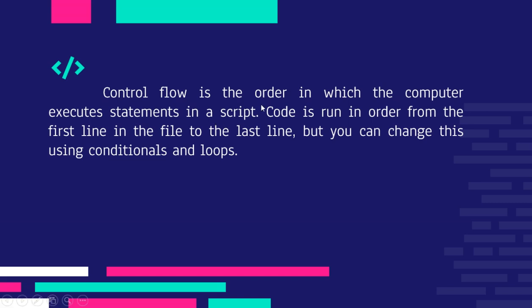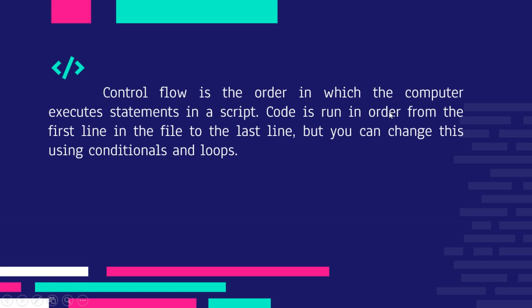So control flow is the order in which the computer executes statements in a script. That's how an interpreter works. Control flow is just the order in which the interpreter runs the code. Remember that Python works line by line, so the code is run line by line in Python by default. Or you can change this order using what we call control flow, right? You can change the order.